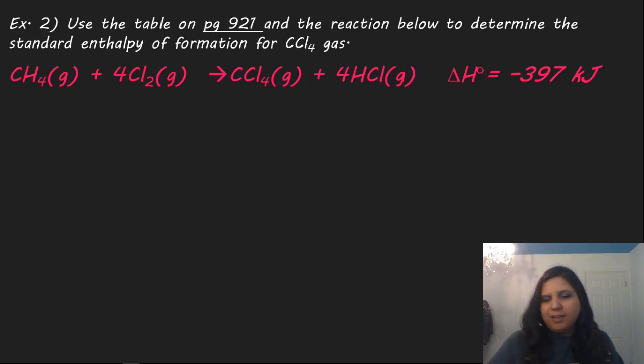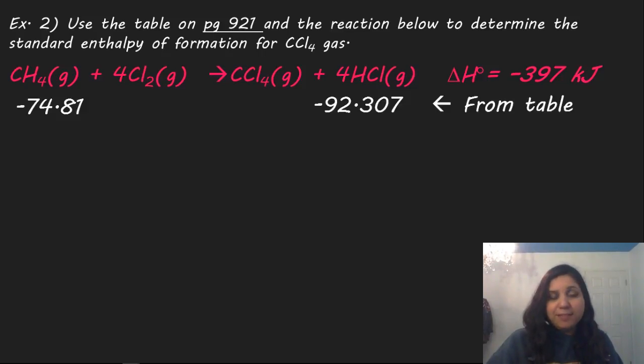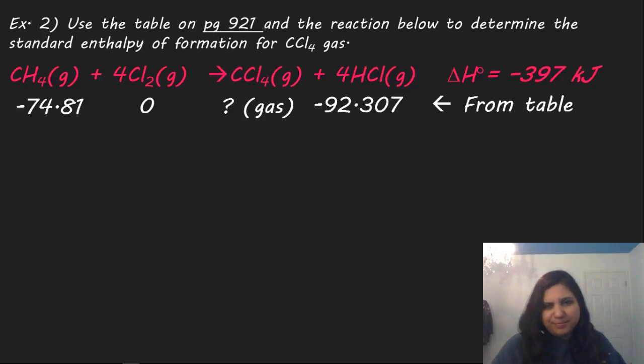Okay. All right, so what I'm hoping you noticed, we have values from the table for CH4 gas, and we have values for HCl. We do not have a value for chlorine. That's because it's a free element, so that's 0. And we do not have a value for CCl4 gas. We do have a value for CCl4 liquid, and yes, they are different. So this is unknown. That's a question mark.